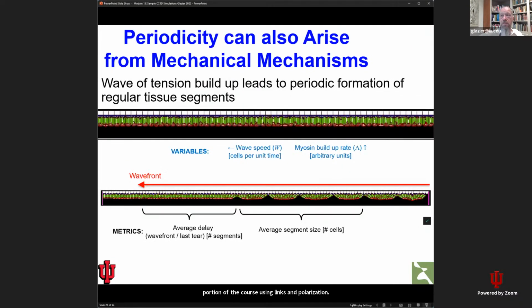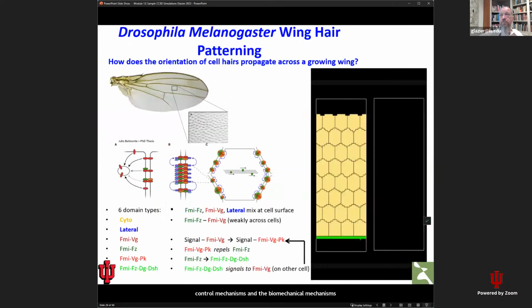This is quite interesting because it shows that you can actually get segmentation through a whole variety of different mechanisms. Priyam Adhyapok, who's going to talk next week, built this simulation of segmentation as well in an epithelial sheet. And so one can explore both the biochemical control mechanisms and the biomechanical mechanisms that lead to these complex patterning in development.